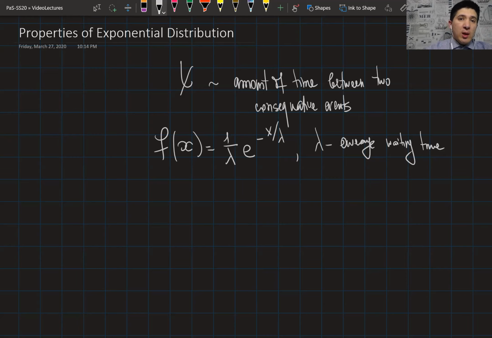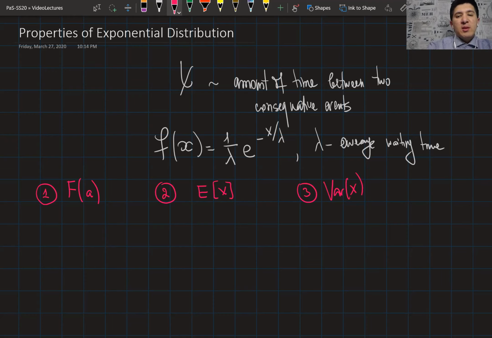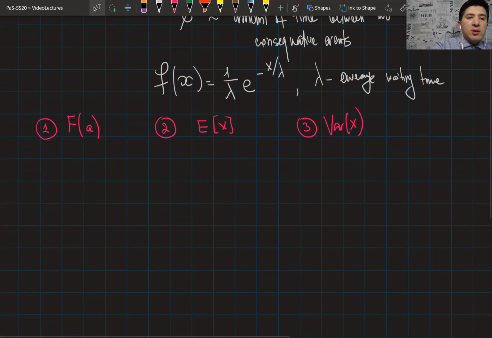So in this video lecture, we're going to talk about basically 3 things. The first one is going to be the cumulative distribution function for this random variable. The second one is going to be what's the expected value of this random variable. And the third one is going to be what's the variance of this random variable. So let's start with the first one. We need to figure out what the cumulative distribution function is going to be.